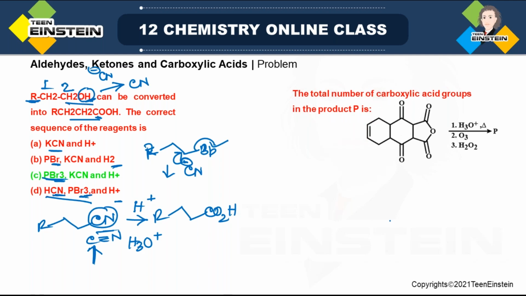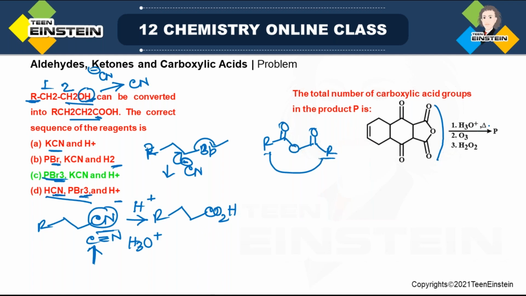Here we have a cyclic anhydride. Remember what an anhydride is: RCOO, then COR. Now these two may be the same or different. But if I join these two terminal positions, we will get a cyclic anhydride. So look at this portion. This is actually a cyclic anhydride, and it is asking the total number of carboxylic acid groups that are possible in this product. So what are we using here?